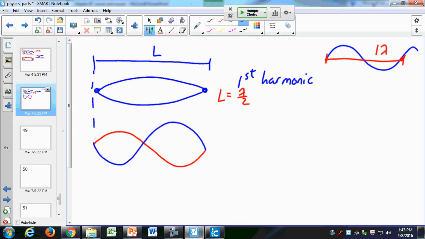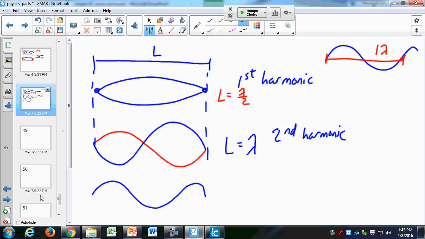Our distance here is still L. How many wavelengths are here? I have one wavelength here. This is our second harmonic. And then our third harmonic, let's see, does it look like this? Yeah, that's right. Looks like this. And here we have 1.5 wavelengths. So L is equal to 3 halves wavelengths. So this is our third harmonic.